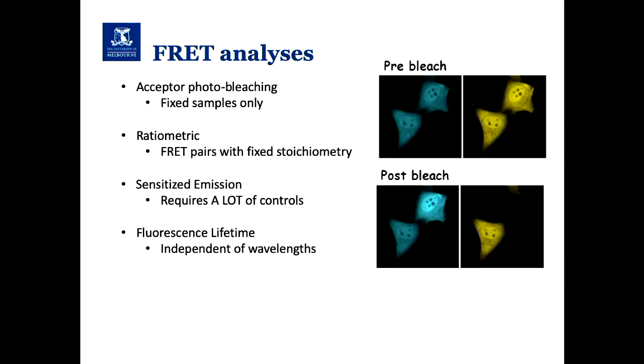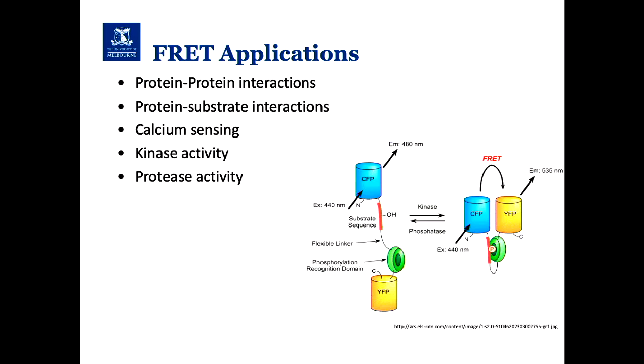We can do simple ratiometric measurements between the two fluorophores, but that can only be with FRET pairs with a fixed stoichiometry. So if we go back to some of these previous techniques where you've got two fluorescent molecules which are on the same molecule, you know that's a one-to-one stoichiometry.